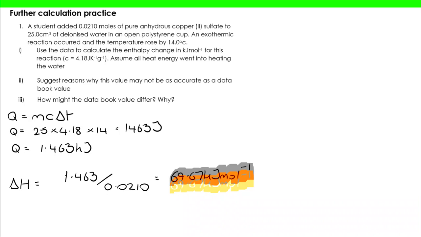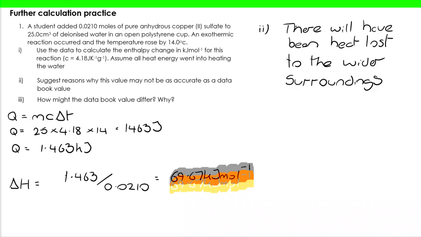Suggest why this value may not be as accurate as a data book value. Well, as I spoke about with the graph, the problem that we're trying to tackle there, we know that the minute we generate heat energy, that heat energy will be lost to the wider surroundings.